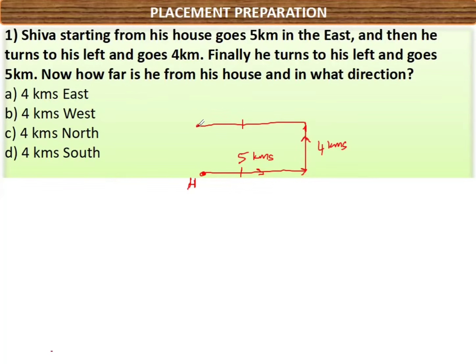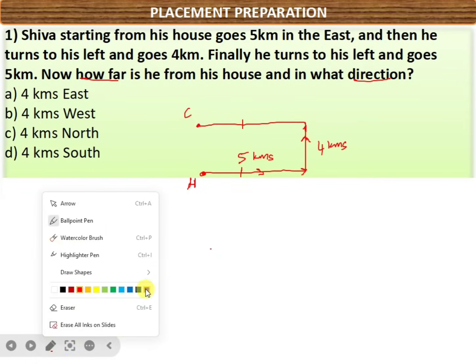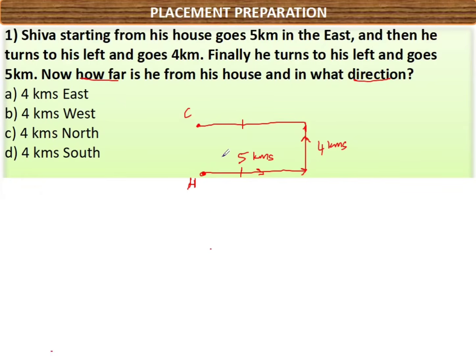Now, this is his current position. H is his house and this is his current position. Here Shiva is present now. Now the question is, how far is he from his house, and in what direction? They are asking direction as well as how far, meaning the distance. By looking at the diagram, you can tell the distance from here to here is 4 kilometers, which means the distance from here to here is also 4 kilometers. Anyone will tell 4 kilometers.